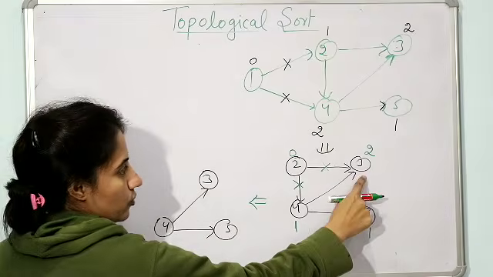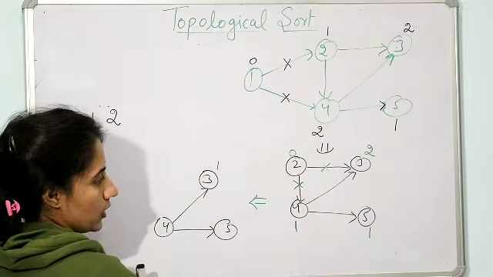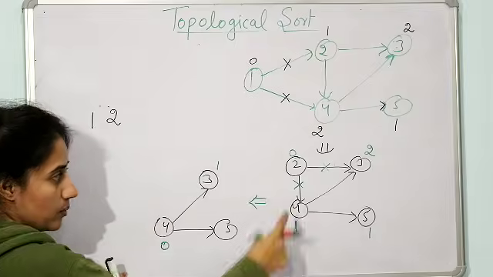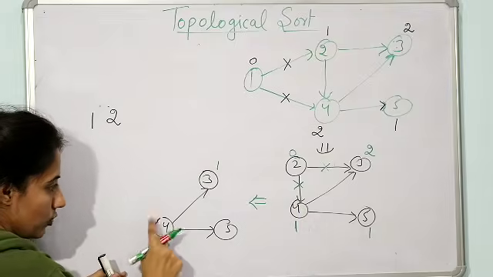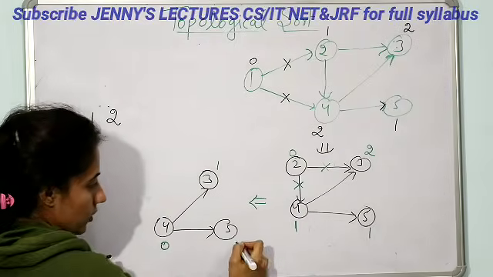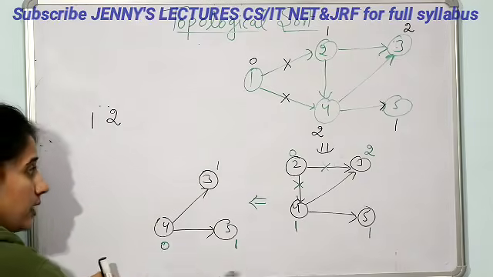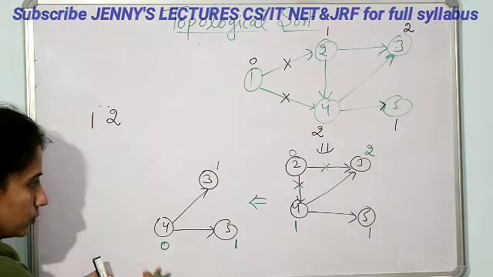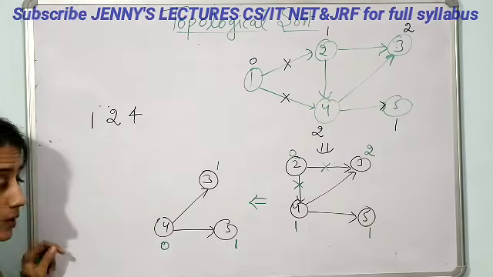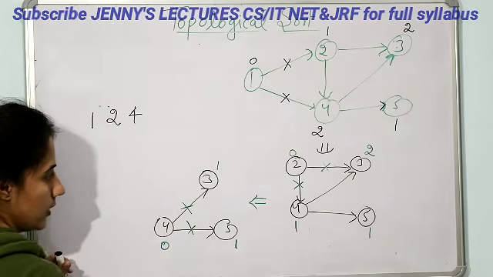Now in-degree of 3 would become, first of all it was 2 minus 1, that is 1 only. 4 was 1, 1 minus 1, because this one has been deleted. So in-degree, you can see there is no edge incoming to that vertex, that is 0, and here we have only 1. Now again select the vertex having in-degree 0, we have 4, we will write down this 4. The same step, 4 would be deleted and also the outgoing edges would be deleted.